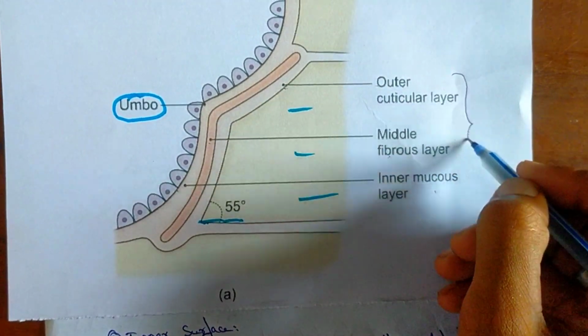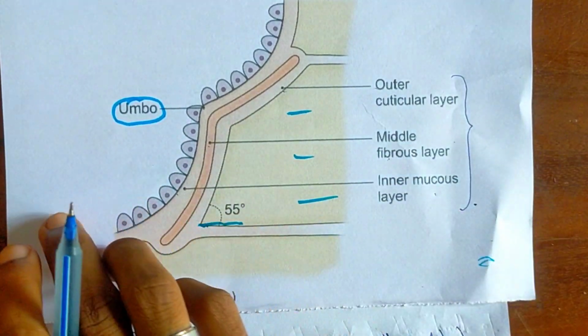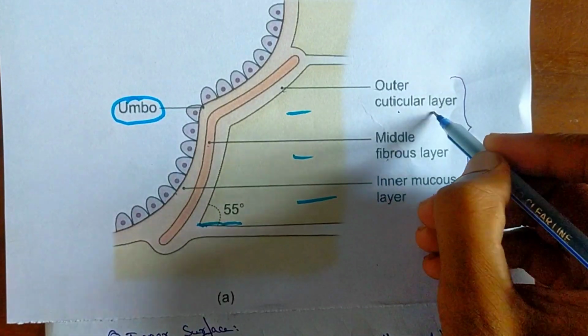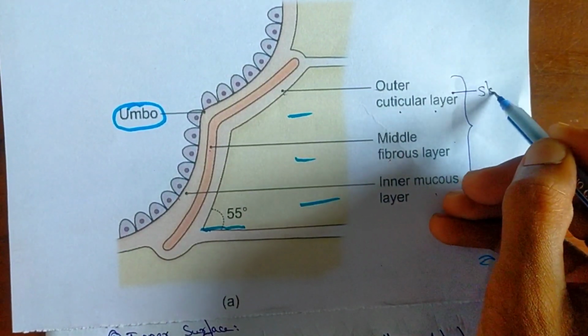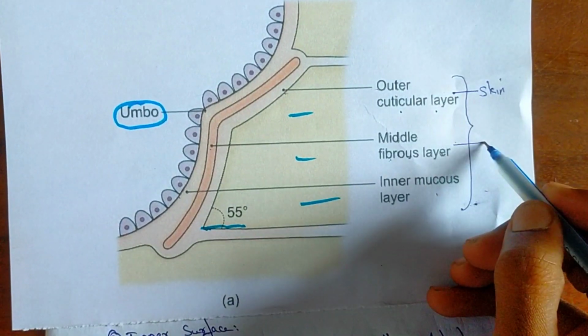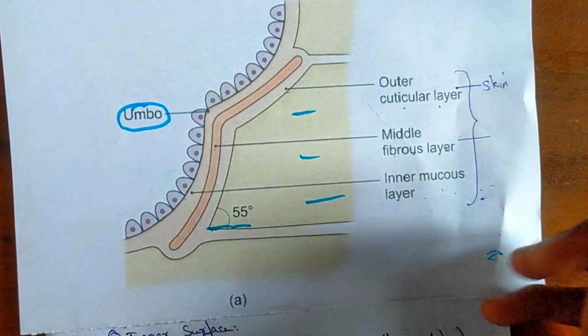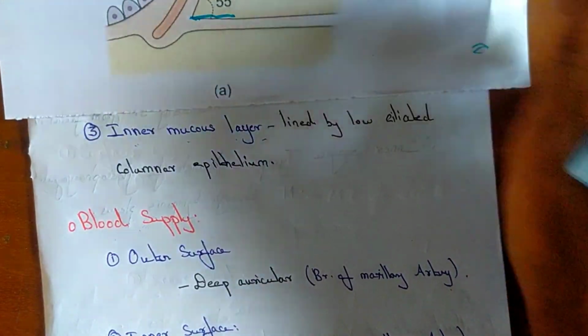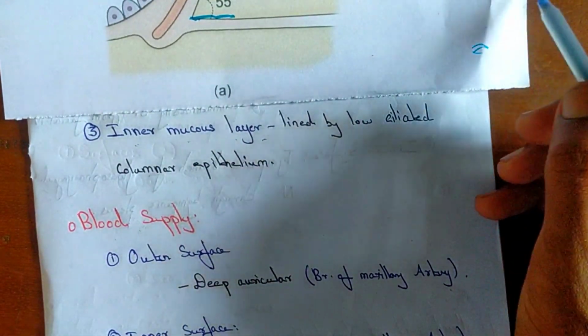Now let's see the features of these layers. The outer cuticular layer is formed of skin. The middle fibrous layer is made up of fibrous tissue. The inner mucous layer is made up of what? The ciliated columnar epithelium.